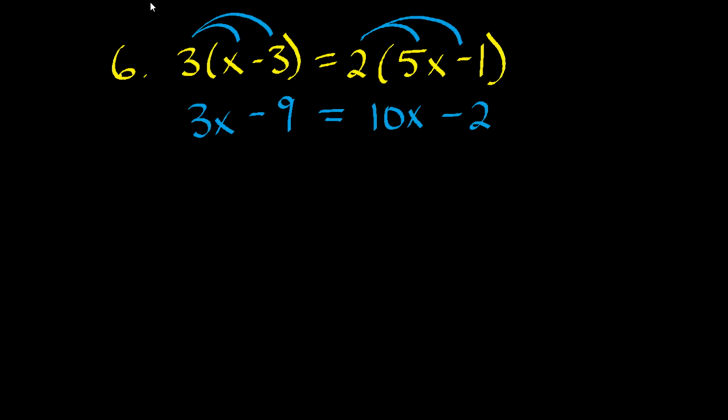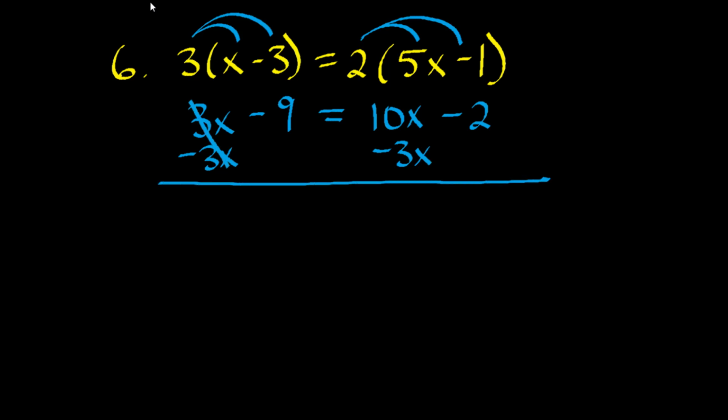I'm going to start this by subtracting 3x from both sides to reverse this positive 3x term. 3x minus 3x is 0, so that drops out. Bringing down the negative 9, we have negative 9 equals 10 minus 3x, which is 7x, and I'm going to bring down the minus 2.